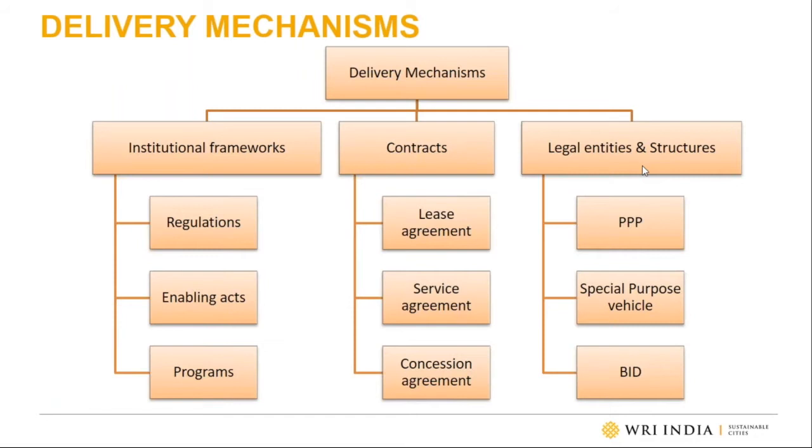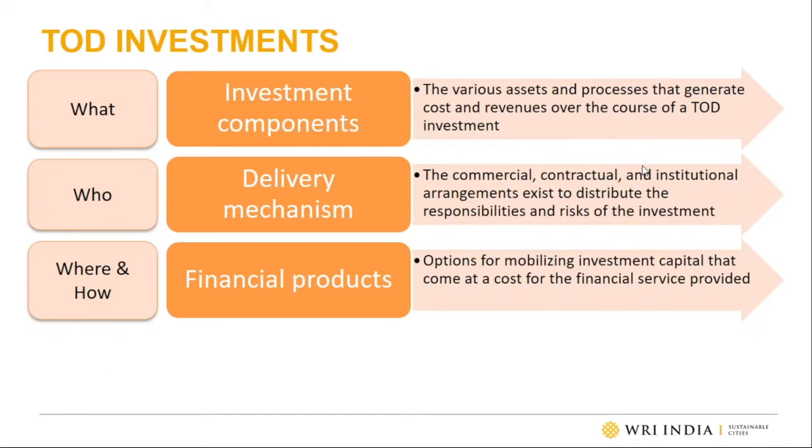Though different investments combine different delivery mechanisms, the type of delivery mechanisms selected has great implications on the investment. How delivery mechanisms align interests and structure relationships can affect how funding sources are targeted at investment components. The third critical dimension to TOD investment is financial products.